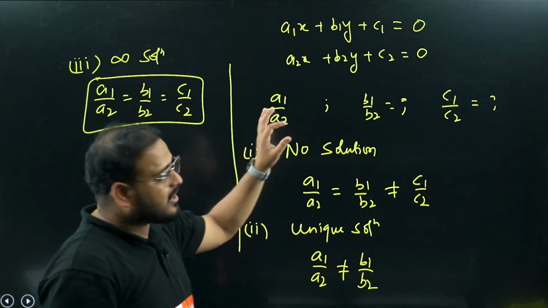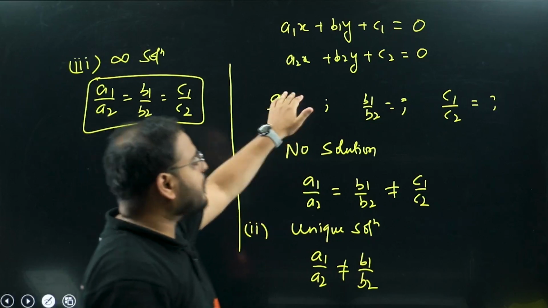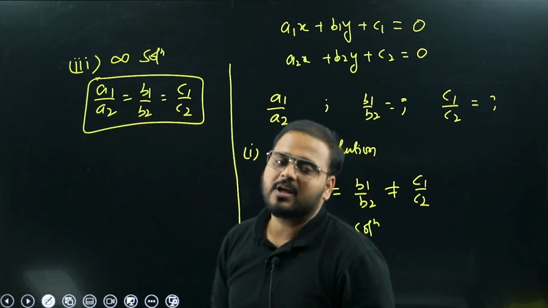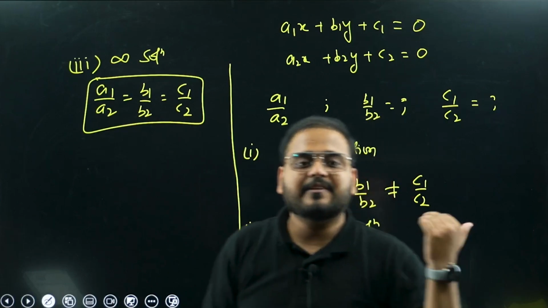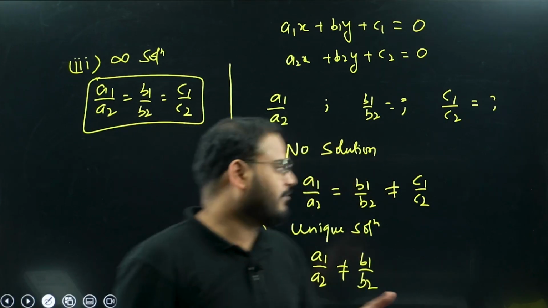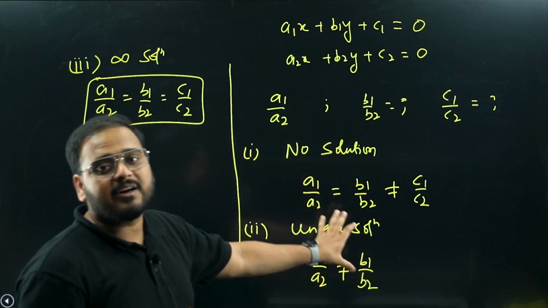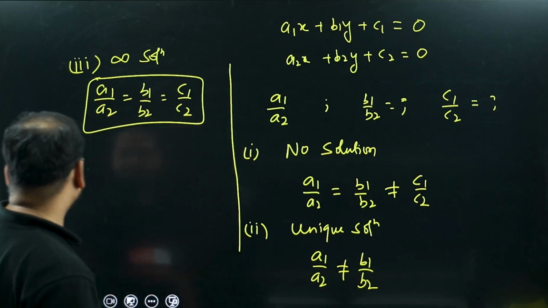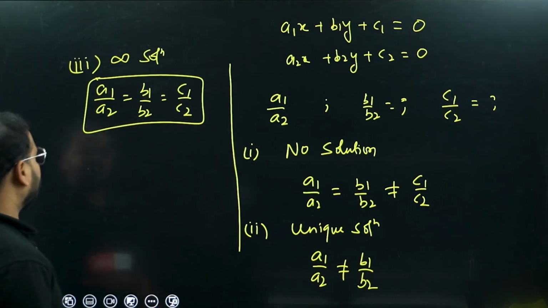So once the equation is given, put it into standard form, identify the values of a1, b1, c1, a2, b2, c2, and then find the ratios a1 by a2, b1 by b2 and c1 by c2, and then check for the condition. Whichever agrees, you have to pick that as your option. This can again be expected in your MCQs also. All right, so I hope this is visible.